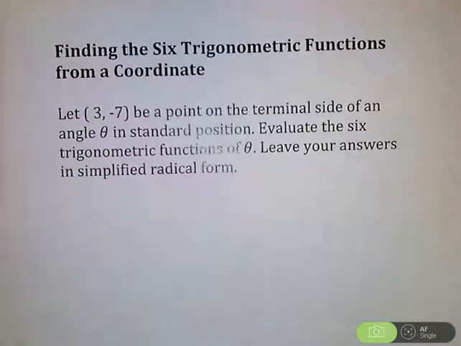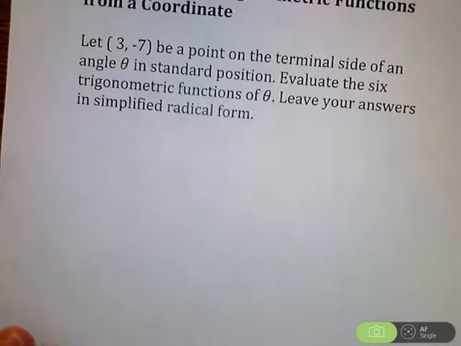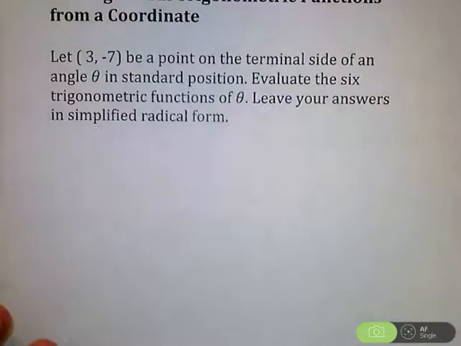Hey guys, we're going to talk about finding the six trigonometric functions from a coordinate. So the problem we're going to work through says: let (3, -7) be a point on the terminal side of an angle theta in standard position. Evaluate the six trigonometric functions of theta. Leave your answer in simplified radical form.